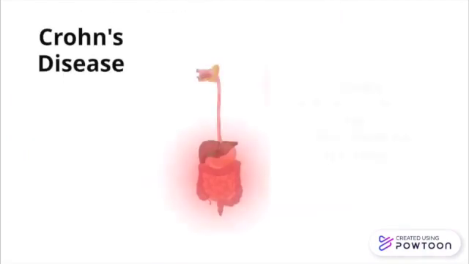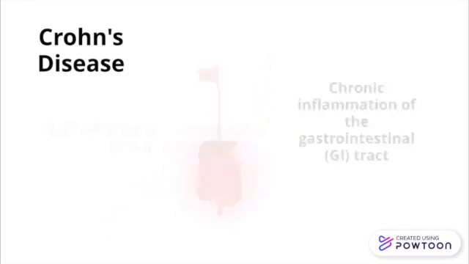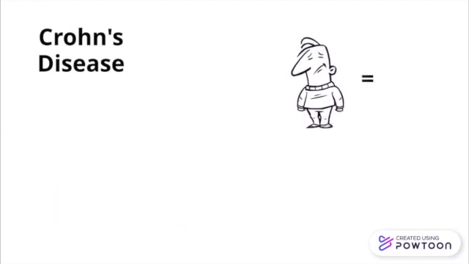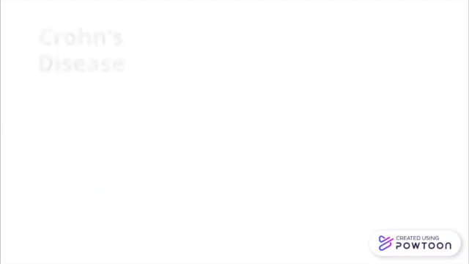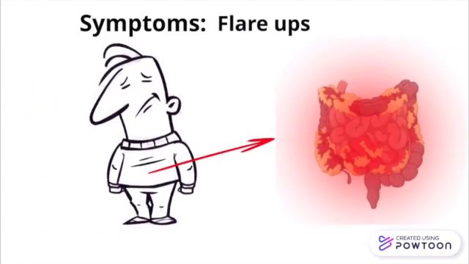Crohn's disease is a type of inflammatory bowel disease, or IBD, where there's chronic inflammation of the GI tract. Crohn's disease affects around 500,000 people in America, both men and women equally, and can appear at any age. In terms of symptoms, the patients will often experience periods of severe symptoms called flare-ups rather than consistent symptoms.